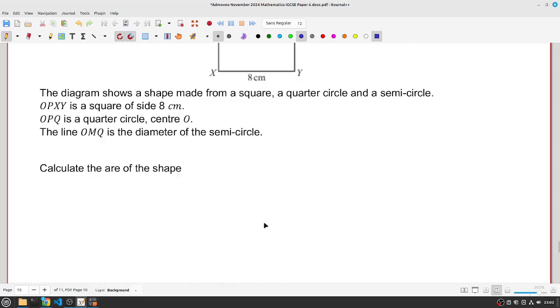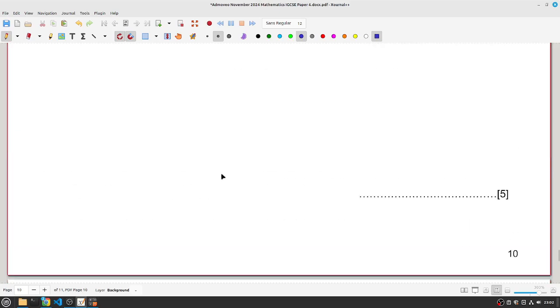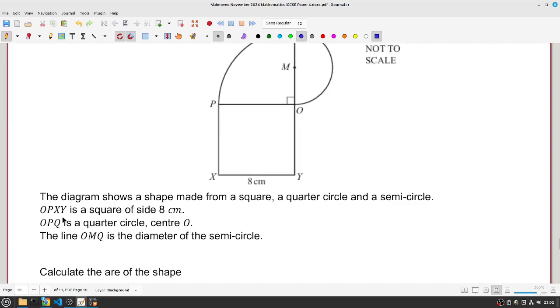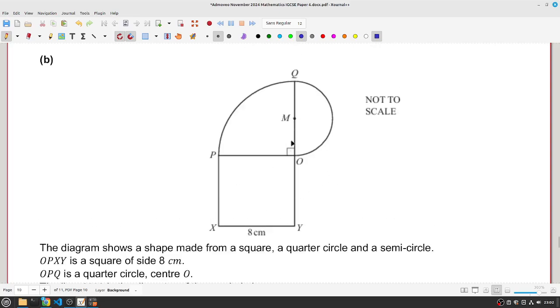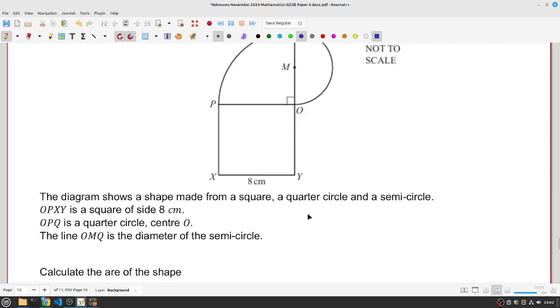Question B. I think we're almost there. Yeah, so question B, and then we've got one on statistics, and then we're done. Question B here, the diagram shows the shape made of a square, a quarter circle, and a semicircle. OPXY is the square of side A. Okay, they give us that. OPQ is center O. OMQ is the diameter of the semicircle. Okay, fine. We have everything we need. Calculate the area of the shape.